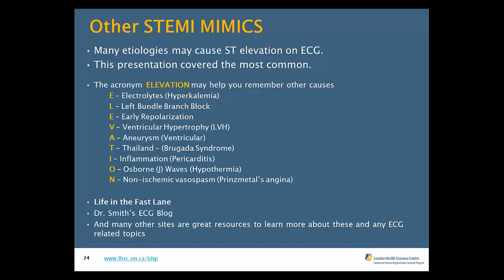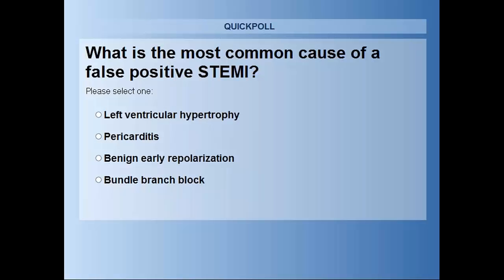Good advice, Matt. Thanks. I believe we've got a poll question now. So we do have the next poll question up. Question is, what is the most common cause of a false positive STEMI? And your options up there are left ventricular hypertrophy, pericarditis, benign early repolarization, or a bundle branch block. So we'll give you a little bit of time to answer that, and then we'll get right back into the presentation.